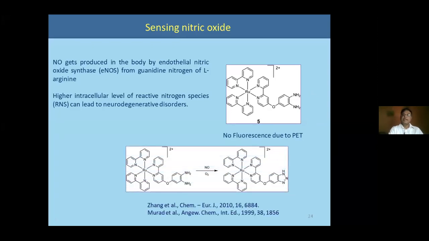Now, when this particular complex is treated with nitric oxide in the presence of oxygen, some transformation happens here, and it forms a triazole ring. This triazole ring is basically an electron withdrawing group. Earlier, it was an electron donating group, now it becomes an electron withdrawing group. So the PET process stops, and the whole system becomes fluorescent in nature.